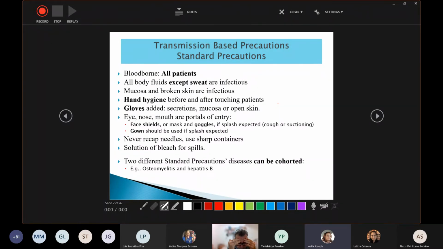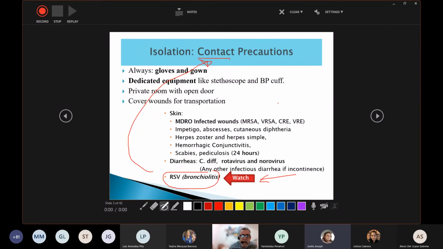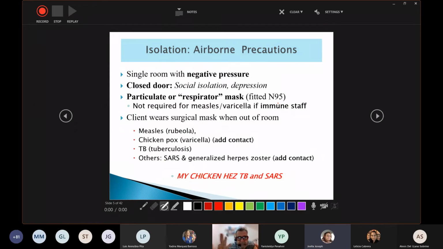Diseases that can be placed, two clients in the same room, are only diseases that are standard alone, that are not isolation. Isolation means that the patient needs to be isolated and needs to be alone in the room. And if they must be alone in the room, they cannot be placed with another client. Now it's easier for you to understand.